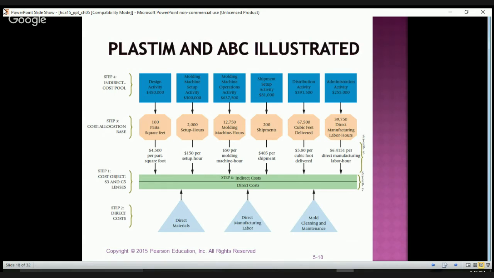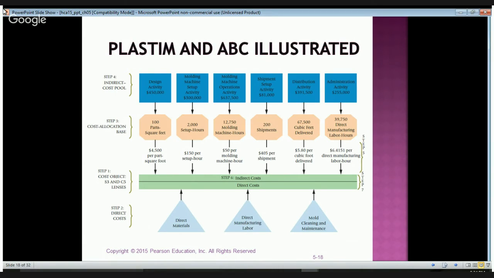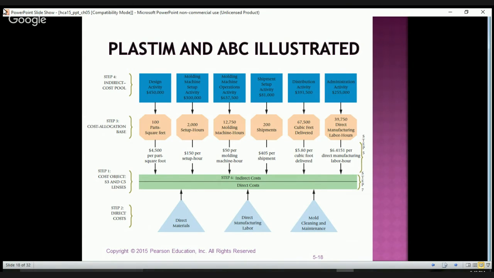So Platinum has decided to do the ABC illustration, and this is how it goes. It appears to be facing 3 primary reasons why refining costing systems are gaining in popularity. Those reasons are increase in product diversity, increase in indirect costs, and increase in competition.